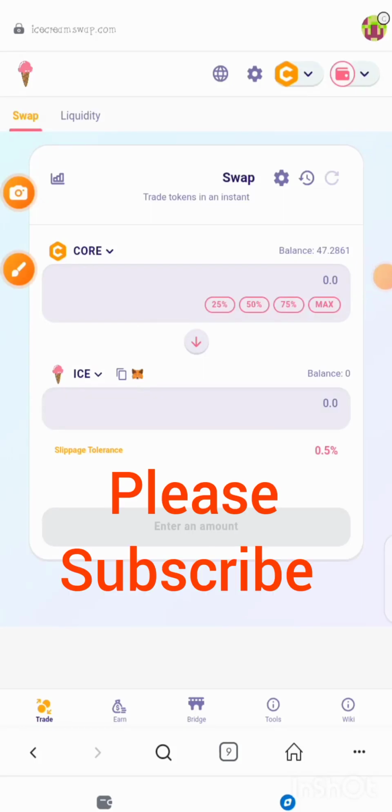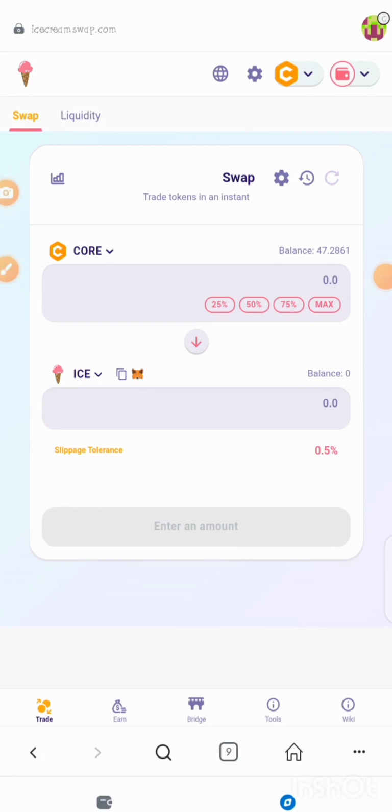So I want to teach us how to farm with ice cream swap. Most of us have not staked our core, and the core is sitting in our wallet doing nothing. So I want to teach us how to stake with ice cream swap. There are other swaps that we can use, like LFG swap and shadow swap, but I want to teach us first of all with ice cream swap, how to stake on ice cream swap.